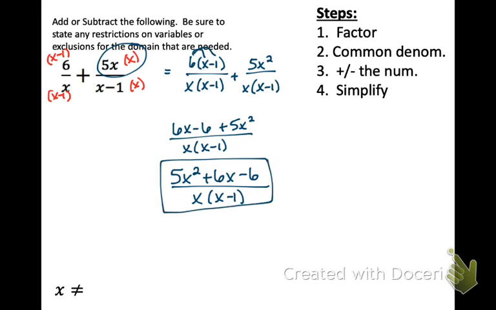Restricted values, if I look back through, I have an x, I have an x minus 1, x minus 1, that looks like all the options that I have in here. So x can't be 0 or positive 1.